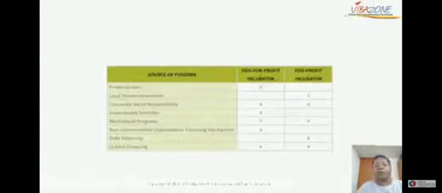Now, let's take a look at the comparison. There are two types of incubators, obviously. One is a for-profit incubator, and the other is a non-profit incubator. Obviously, if you're a non-profit, it's probably easier to get money from private grants. If you're for profit, you need to look for private investment. Corporate responsibility will work for both. Government subsidies are generally given to nonprofits, and you can run multilateral programs to generate income, both sides.